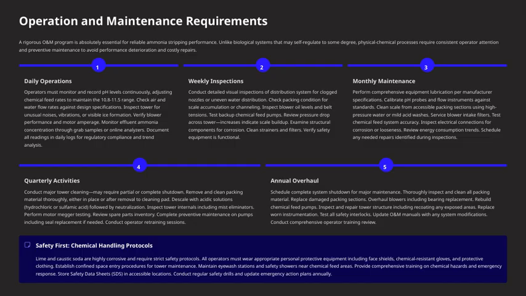Finally, the annual overhaul is the most comprehensive. It involves shutting down the entire system for major maintenance tasks. During this time, thoroughly inspect and replace damaged packing, overhaul blowers including bearings, rebuild chemical feed pumps, and inspect the tower structure, recoating exposed areas if needed.